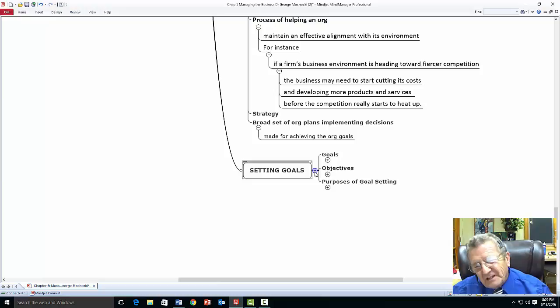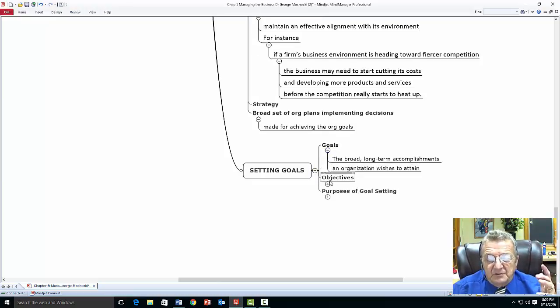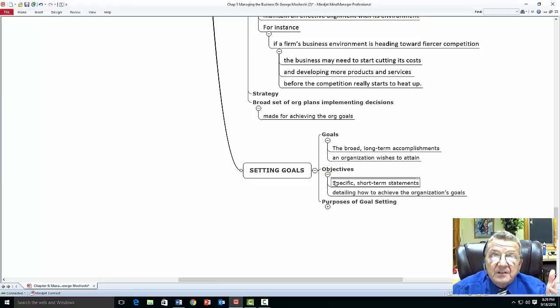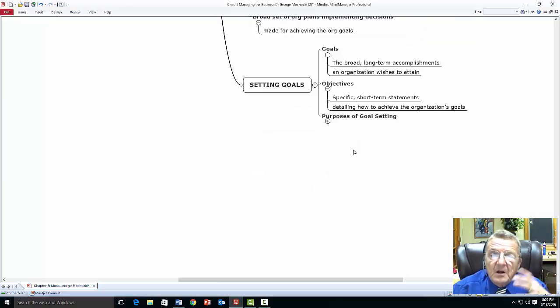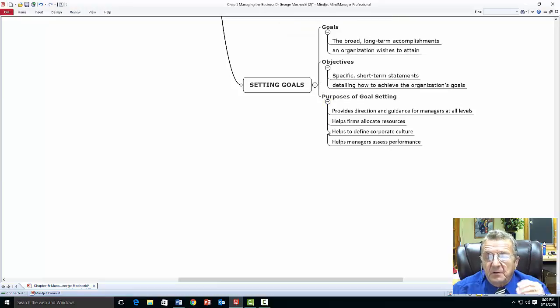You have management by objectives, goals. Goals are something I want to get to. Objectives are little things: how do I get there? Now, when I'm setting the purpose of goals, I'm just going to open this up. I'm not going to go too much into that. We discussed that thoroughly in class in our online. But those of you who are watching, you could see it. Purpose of goal setting. Let's go.